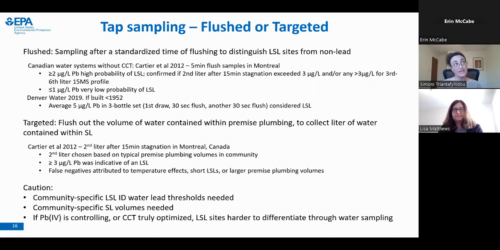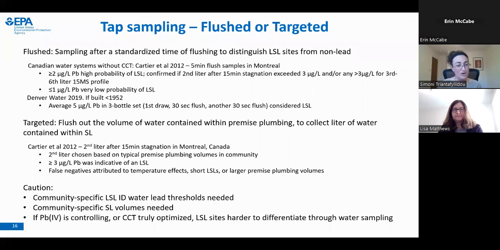And then for the targeted samples, these are also simpler than the sequential or else profile sampling approaches, but you need to have a good understanding of where the lead service line or the service line is in the plumbing line, because you need to flush out enough volume of water to then be able to capture in your water sample water that had been contained within the service line. This has been used in a few cases, and here I'm just offering the Cartier et al. 2012 example from Canada.